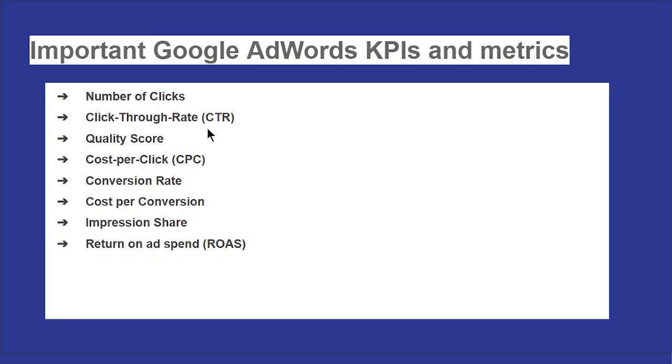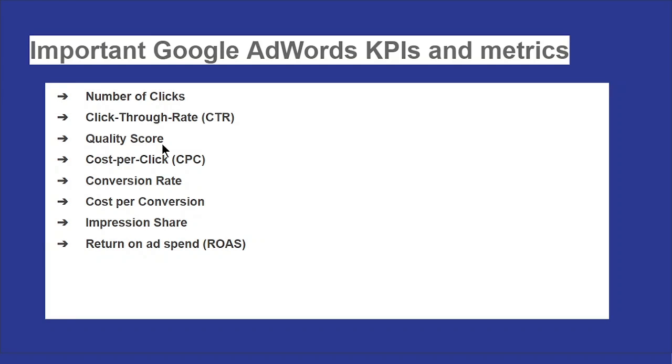The second one, click-through rate or CTR. It is an important Google Ads KPI that every marketer should track because it gives you an idea of how competitive your ads are. Click-through rate is basically the percentage of times your ad is clicked divided by the number of times it is shown. CTR is used to measure the success of an ad campaign, and a higher CTR means that more people are clicking on your ad, which generally leads to more sales or more leads.